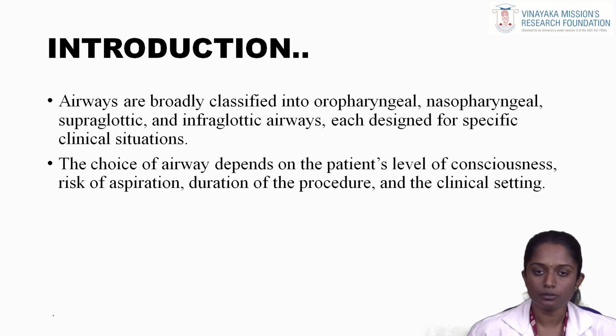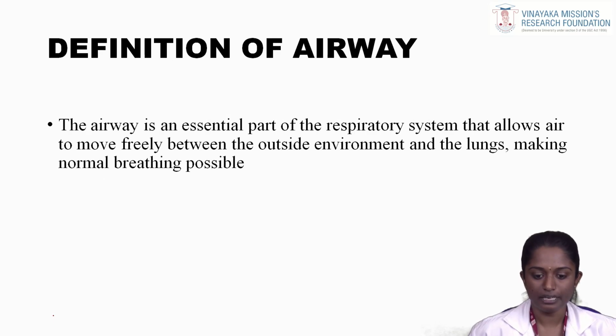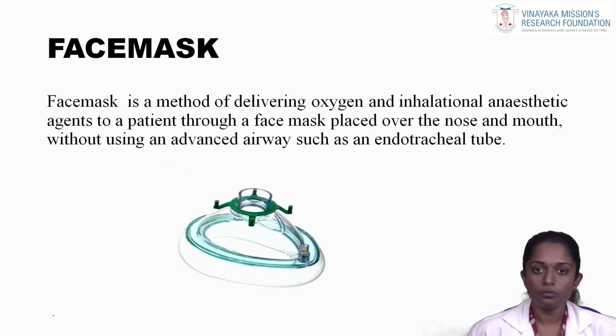So airway equipments are broadly classified into oropharyngeal airway, nasopharyngeal airway, supraglottic and infraglottic. Each is designed specifically for clinical situations, and how we choose for the patient is based on the patient's level of consciousness, risk of aspiration, duration of the procedure and clinical settings. Now we will see the definition of airway. Airway is an essential part of the respiratory system which allows atmospheric air into the lungs, making normal breathing possible. Now we will see in depth about the airway equipments.